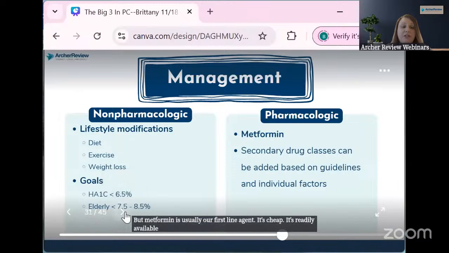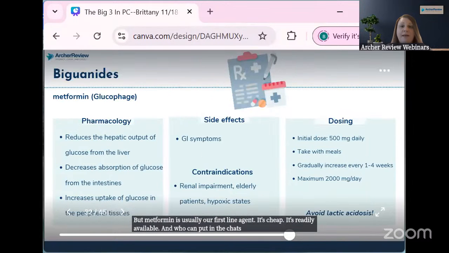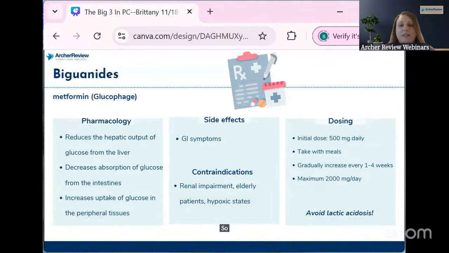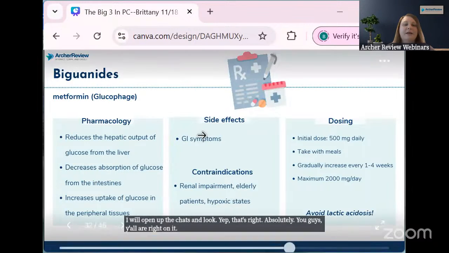And who can put in the chat what the number one side effect of metformin is? So let me open up the chat. What's the number one side effect with metformin? I will open up the chat and look. Yep, that's right. Absolutely. You guys are right on it. GI side effects. So absolutely.